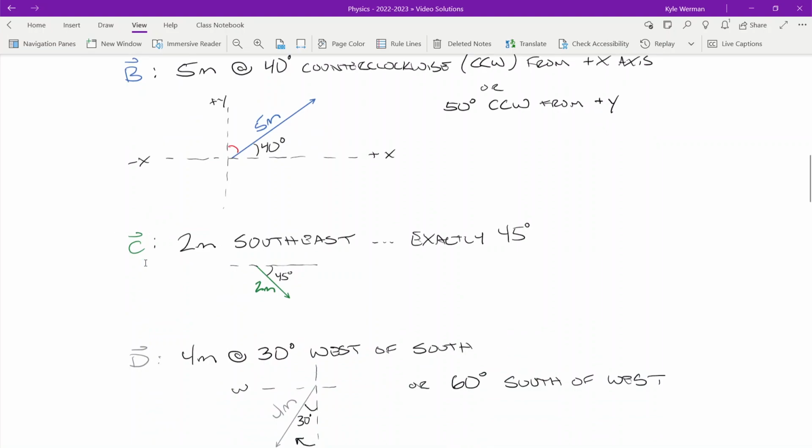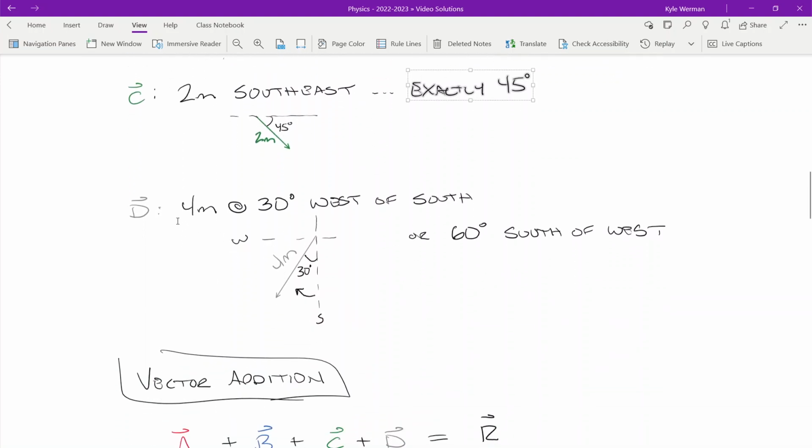Now, here's another way. Vector C, 2 meters. Again, I drew it a little shorter. It's only 2. Southeast. I didn't give an angle, but southeast is exactly between south and east, so it must be 45 degrees. So I can mark that angle here. And here's another example, 4 meters. I drew it twice as long as that one. 30 degrees west of south.